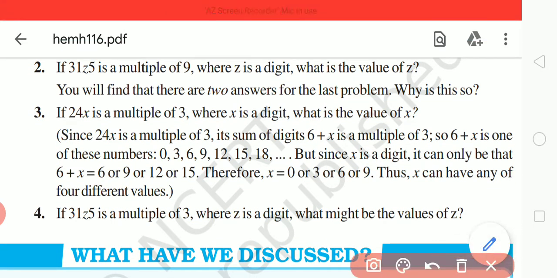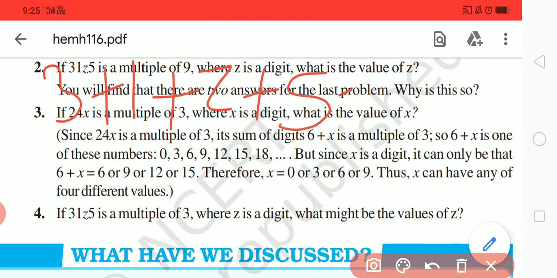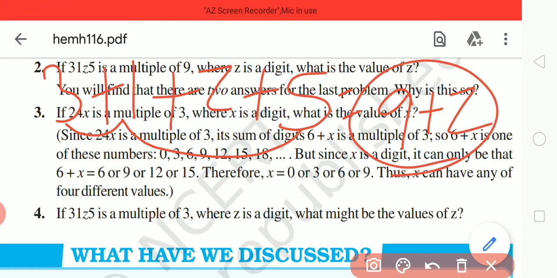Third question. Okay, here you can see there can be two possible answers. Yes, it can be possible. Let us do it. So for the second question we are doing 3 plus 1 plus z plus 5. The sum of the digits is 3 plus 1 is 4, 4 plus 5 is 9. So 9 plus z must be a multiple of 9, because we are going to check the divisibility by 9 to find the value of z.